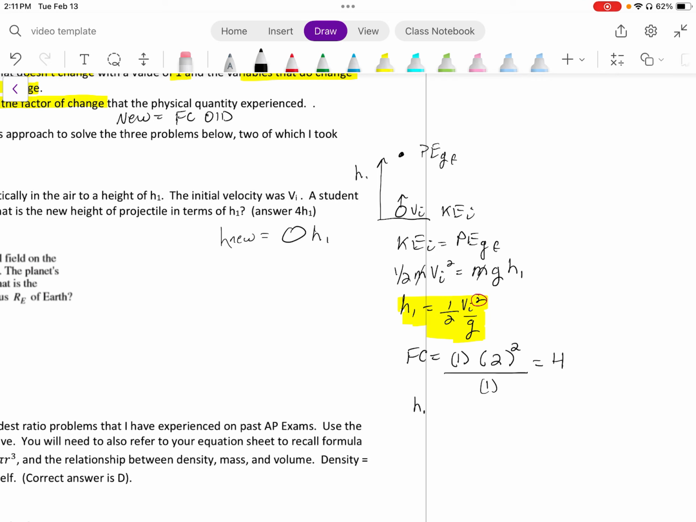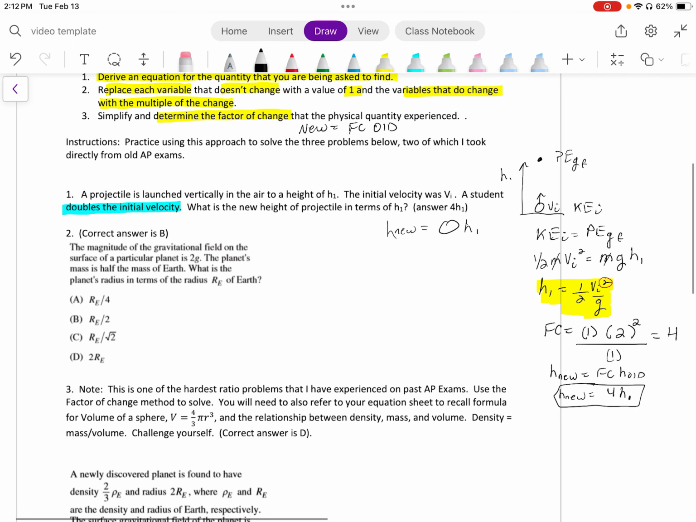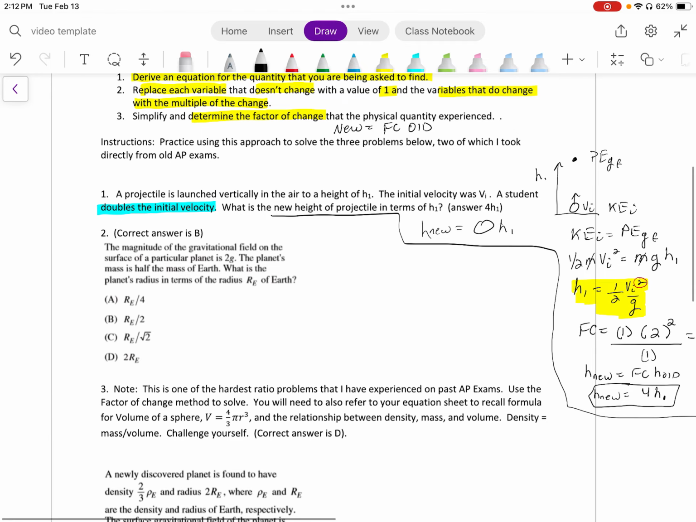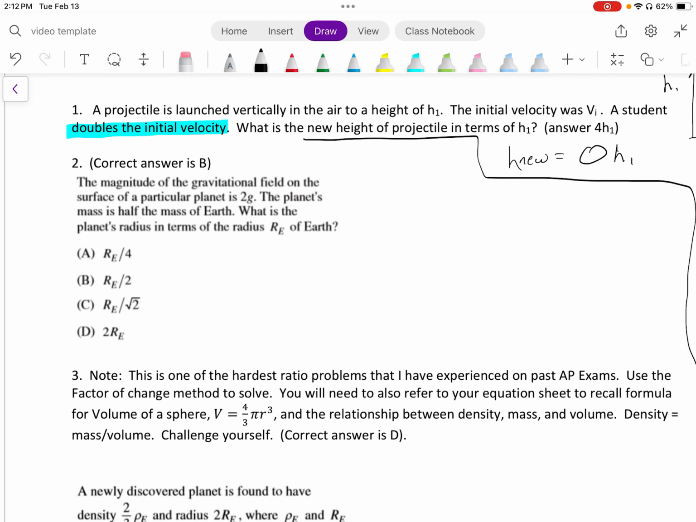So the h new is equal to the factor of change times h old. So h new is equal to 4 times the original height. And that's how I got 4. May seem silly, but trust me when I tell you, it is a powerful approach. So I'll just kind of draw that off to the side, and we will now apply that to a problem that is more AP specific.